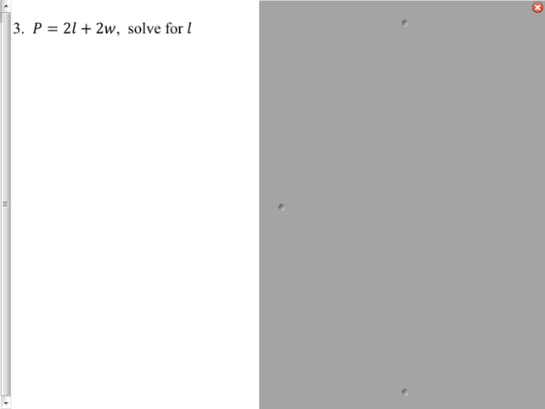Now here's a formula you may have seen before. This is perimeter equals 2 length plus 2 width, and we're solving for the length. Then we'll be able to look at our perimeter formula and see what it looks like if we just have length equals. So we are going to underline that L, and we're going to get rid of everything else. So we're going to subtract 2w from each side. A reminder, we're going up PEMDAS.